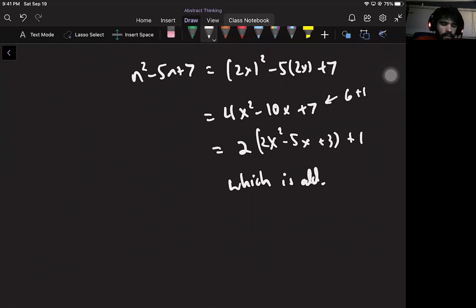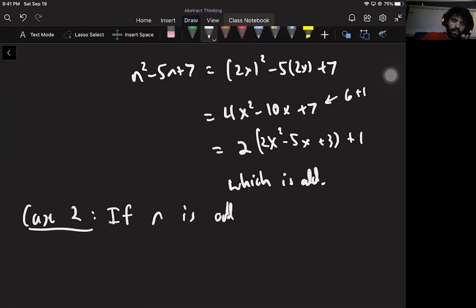And that satisfies the definition of being odd. Okay, so case 2, if n is odd to start with, then what happens? n equals 2x plus 1 instead, for some integer x.